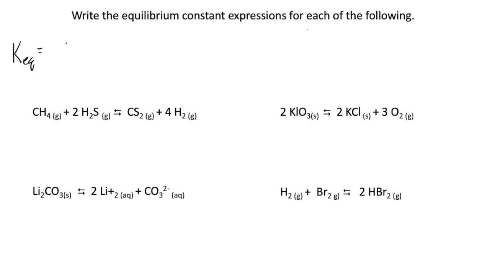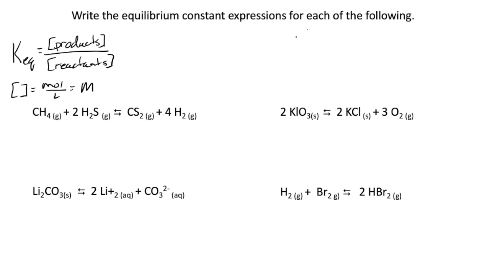K stands for the equilibrium constant, and we're going to write the concentration of the products over the concentration of the reactants. And that's what the brackets mean, concentration. So when we see concentration, we're talking about the units of moles over liters, which is molar.